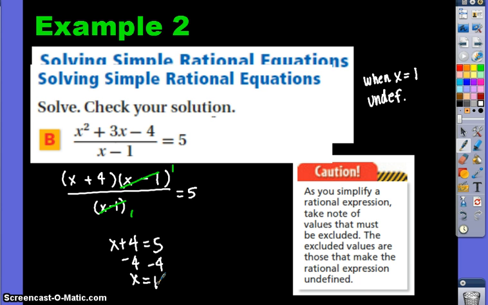Because x equals 1, and we said that x can't equal 1, this gets undefined if x equals 1, that means that in this situation there's no solution. So the answer here is no solution.